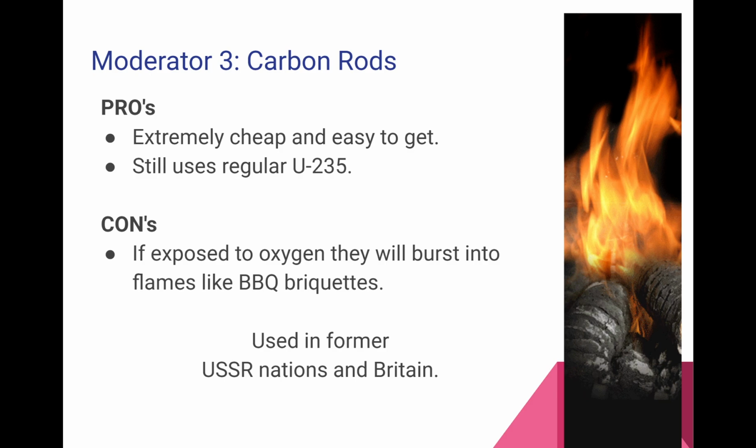Third option, carbon rods. I know this might seem a little bit weird, but totally by a fluke, carbon actually does do a pretty good job of slowing down neutrons as well. Great thing about carbon rods is it's really super cheap and easy to get also. Burn down a tree, squish all the ashes and stuff together to make something that looks sort of like a charcoal briquette. You've got carbon rods. And you can still use regular uranium-235.